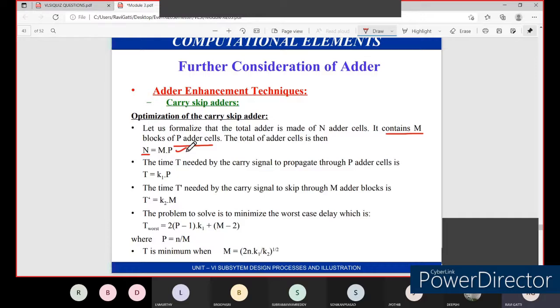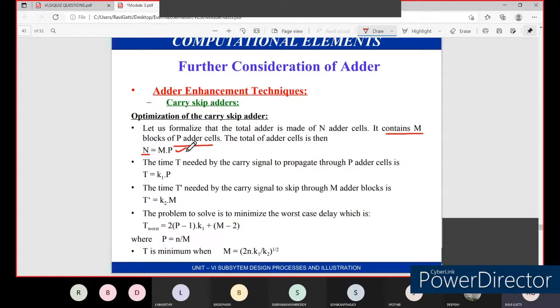The next thing we need to do is calculate the time needed for the propagation of the carry signal through all the p adder cells, because we have p adder cells in each block. So we can write it as T = K1 × p. What is K1? K1 is the time required for each adder to compute the addition of the 2 bits, and p is how many adder cells you have in each block.